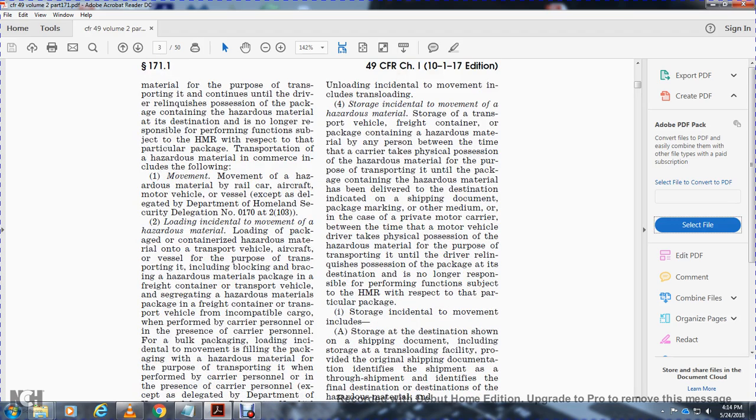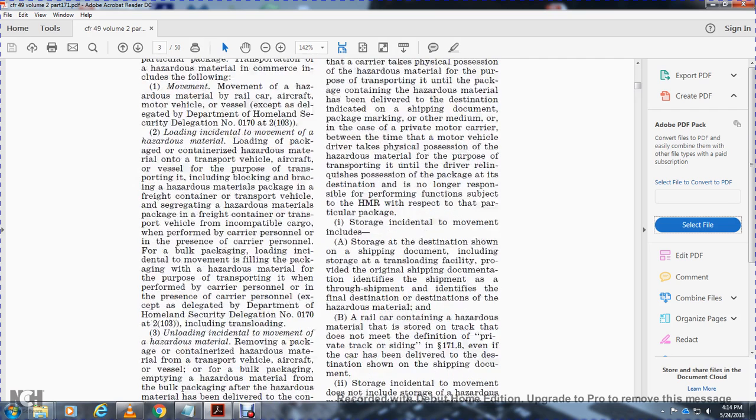Loading incidental to movement of the hazardous material. Loading of packaged or contained hazardous material onto a transport vehicle, aircraft, or vessel for the purpose of transportation, including blocking and bracing of the hazardous material package in the freight container or transport vehicle, and segregating the hazardous material package from incompatible cargo, when performed by carrier personnel or in the presence of carrier personnel.